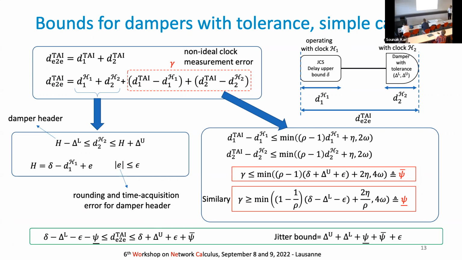And in fact, this term is for the non-ideal clocks, and this epsilon is the error of damper header computation. And the jitter is simple because we remove the jitter from the JCS, but there is a tolerance of the damper and the non-ideal clock terms. Observe here that we have the term delta, which is a delay bound of the JCS that is present in this bound for error of measurement with non-ideal clock.